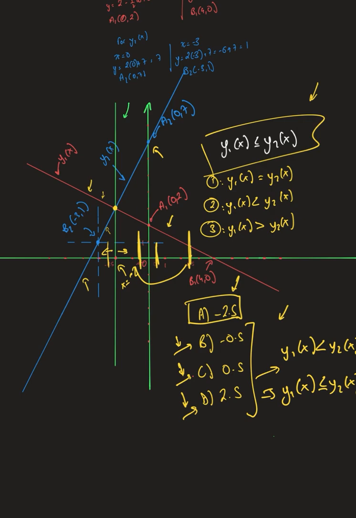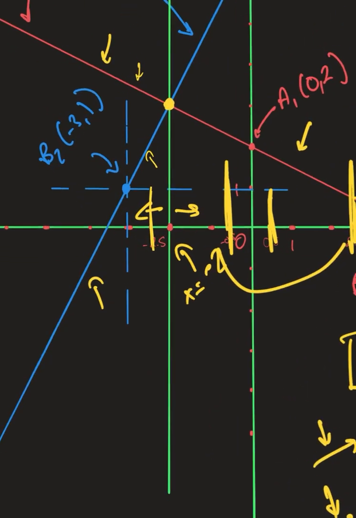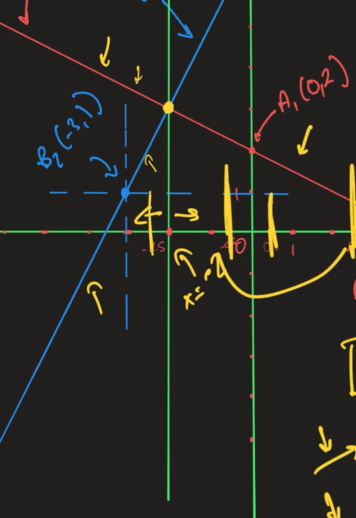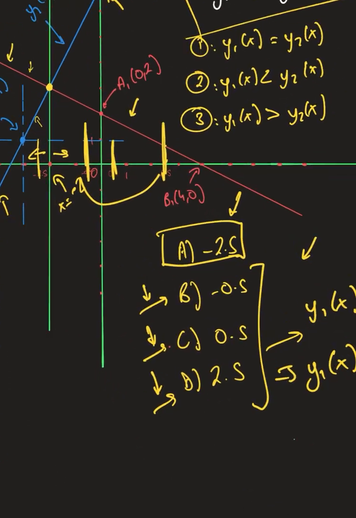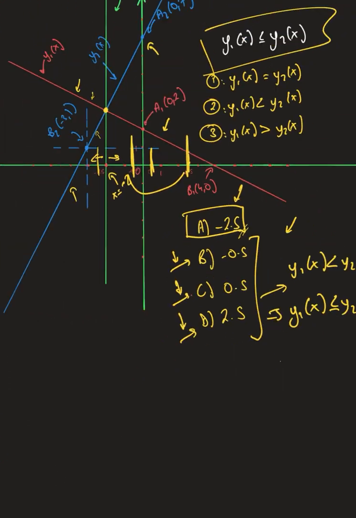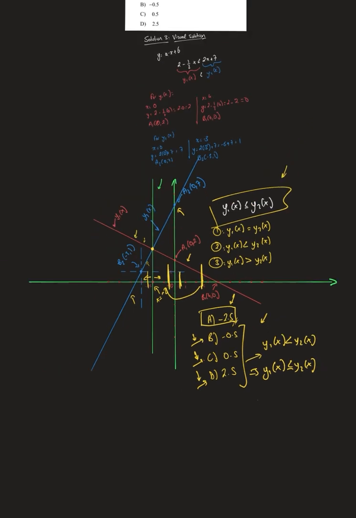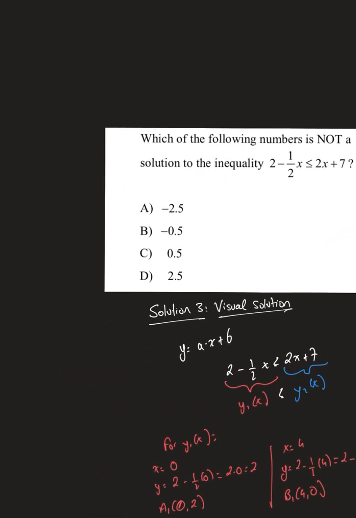So which are the x's that do not fulfill the inequality? The ones that have the red line above the blue line. And here, for x equals minus 2.5, we can perfectly see again that the red line is above the blue line, and therefore it does not fulfill the inequality, and therefore answer A, x equals minus 2.5, is not a solution to the inequality. And since it is not a solution to the inequality, it is the solution to our problem. And thus, we are done.